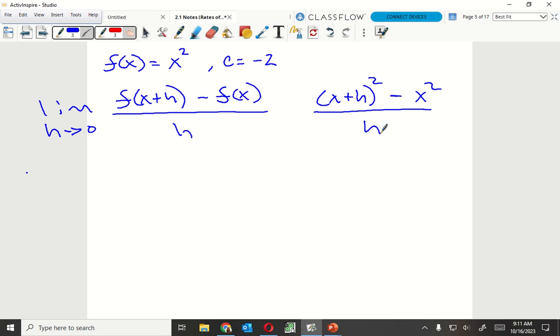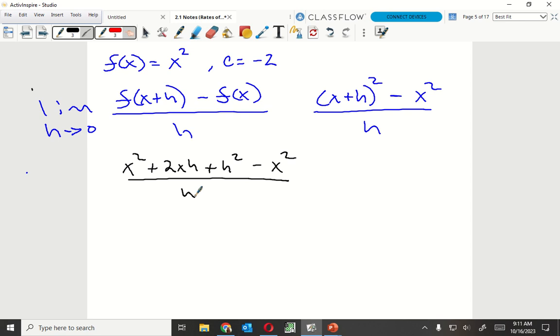Then I expand it. This is going to turn into x squared plus 2xh plus h squared minus x squared all over h. Agree, disagree, maybe, possibly? You guys remember expanding it? Yeah, hopefully. Okay, so x squared and the minus x squared is going to clean up.